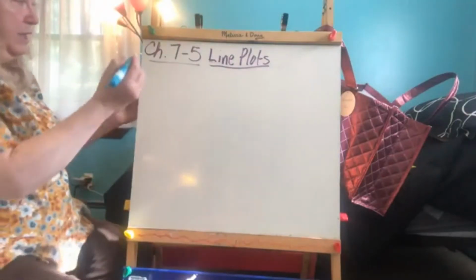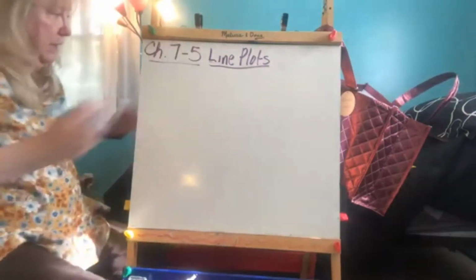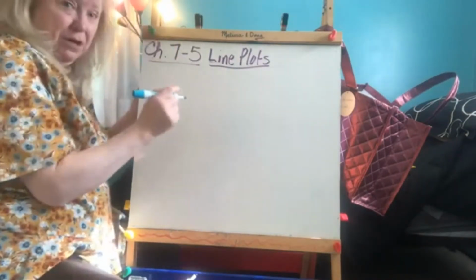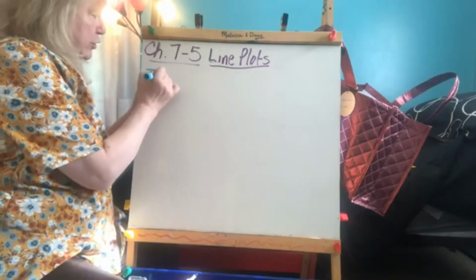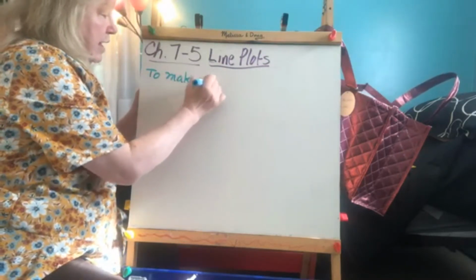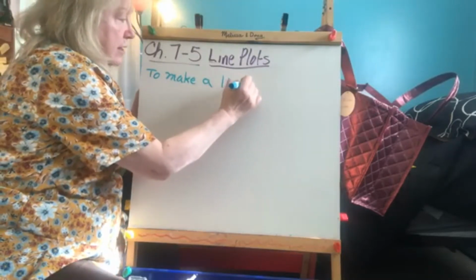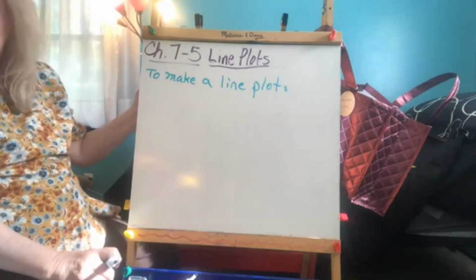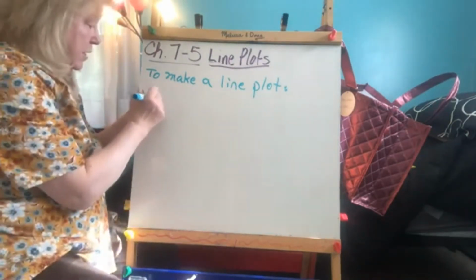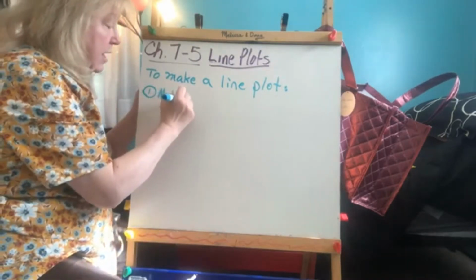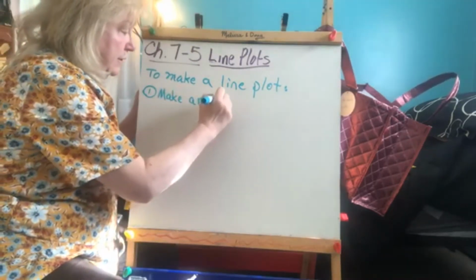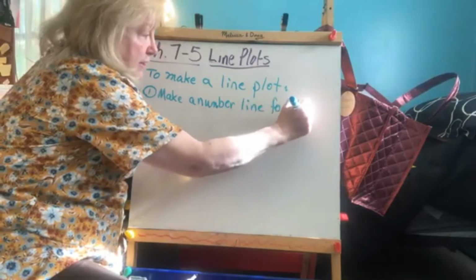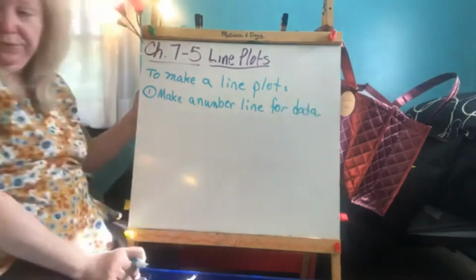So, step 1, to make a line plot, we'll add this underneath the tally chart that you drew, skip another line, and you're going to write, to make a line plot, colon. Now we're going to write the steps. The first thing is you make a number line for the data that is going to be in your chart, in your tally chart.